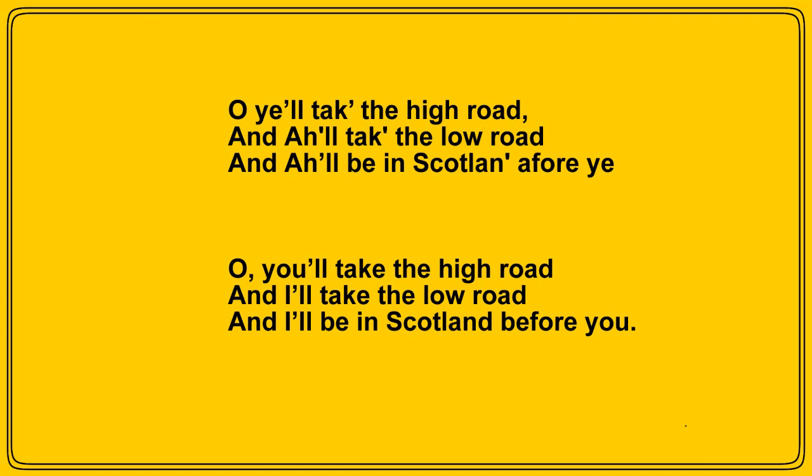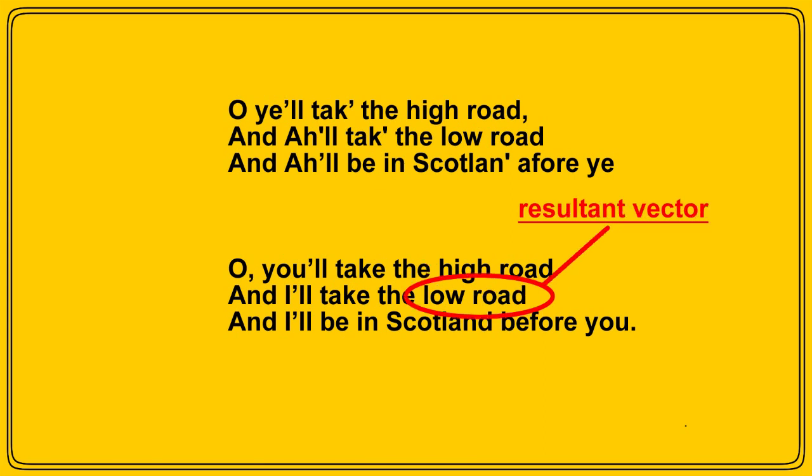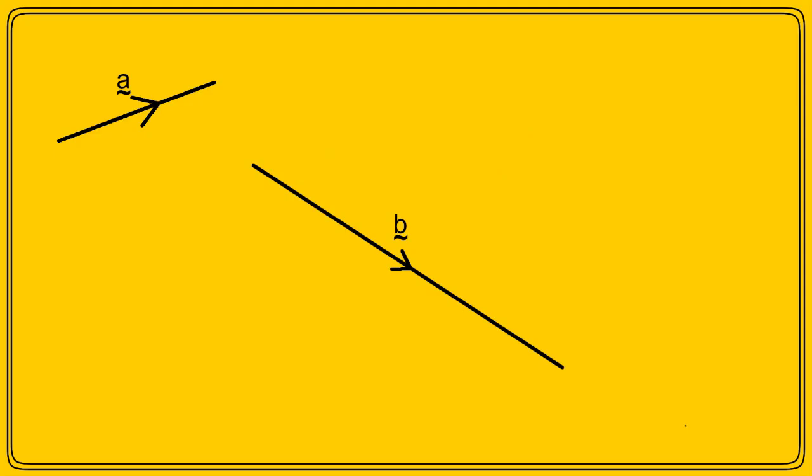Now, when we add vectors, we have a high road. That is, the vectors we are adding together. And we have the low road, which is the resultant vector, the answer. The point of the song is that the low road is shorter than the high road, which is why it gets you to Scotland first. So let's see how this works in practice.